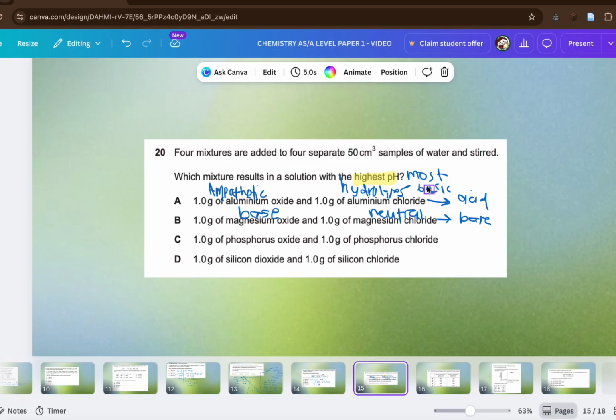Okay, C? What about C? C has phosphorus oxide, which is acidic. And phosphorus chloride hydrolyzes, which produces acid solution, which we don't want. Next, weak acid is silicon oxide, of course, and silicon chloride hydrolyzes, which makes the solution acid. So that means the correct option is B.